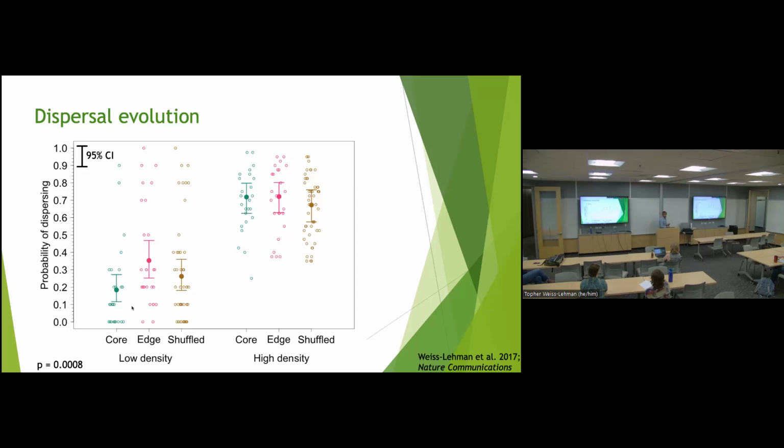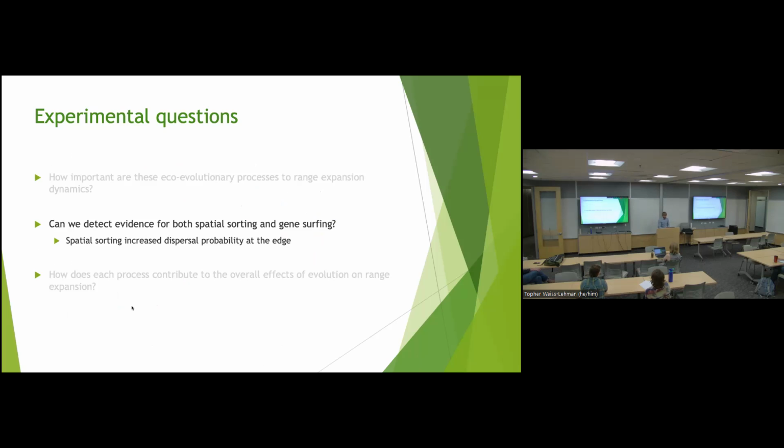And so this was really interesting, especially because if you remember, these edge populations are characterized by being at low densities. So this is going to have some real meaningful impact on the dynamics of these range expansions and likely accounts for that increase in the overall average distance spread that we saw, if even at these low densities, these edge populations are more likely to still be leaving and exploring new territories. So we do see evidence for spatial sorting in terms of increased dispersal probability at the edge.